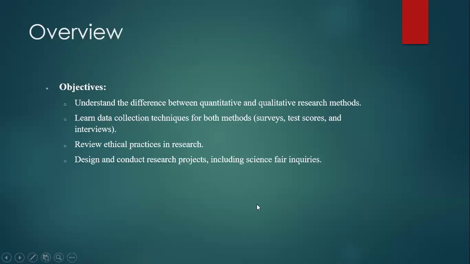Okay, so today, a brief overview. The objectives are to understand the difference between quantitative and qualitative research methods, to learn data collection techniques for both methods, to review ethical practices in research, and to design and conduct research projects, including science fair inquiries.